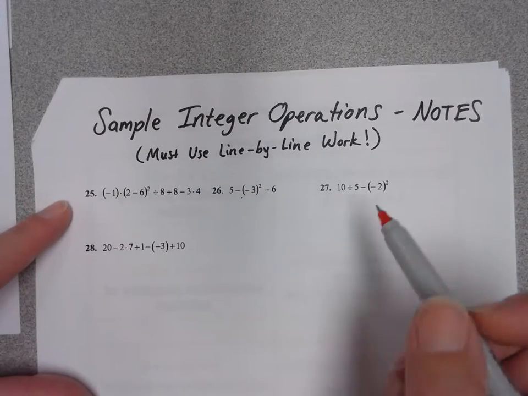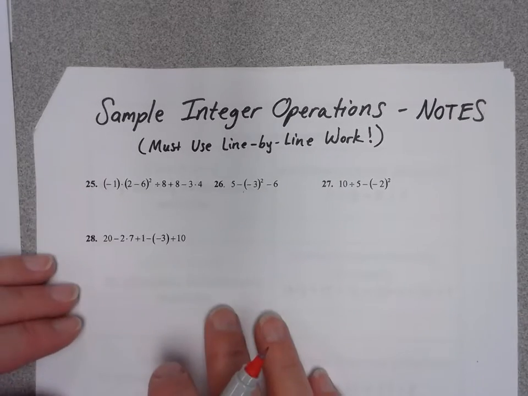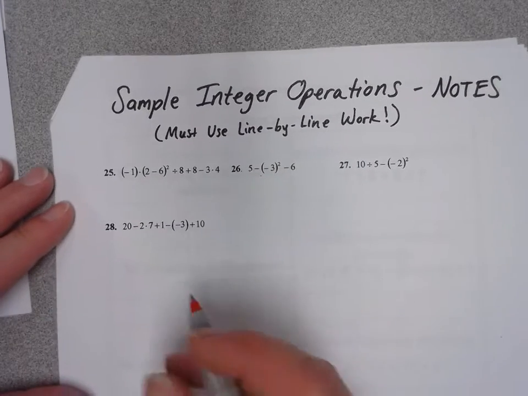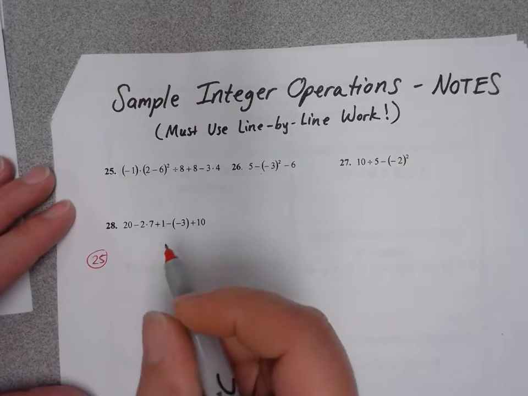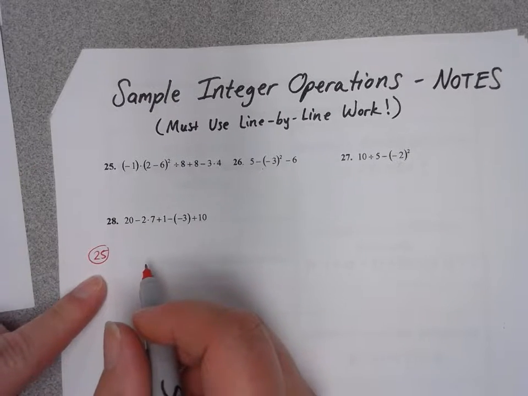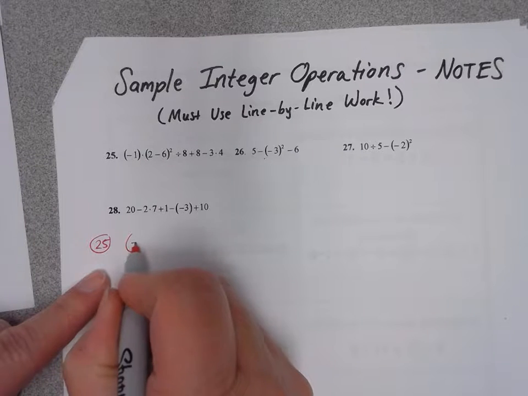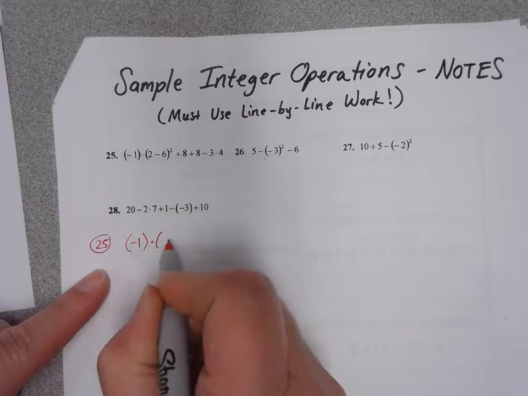You can kind of not worry about the numbers that I have on here. I just took these off a worksheet that I thought would be helpful for us. So number 25 is the first one we'll look at. And I'm just going to copy it down so that I have lots of space, lots of room to write here. That -1 is in parentheses, so I copy down everything just the way I see it.